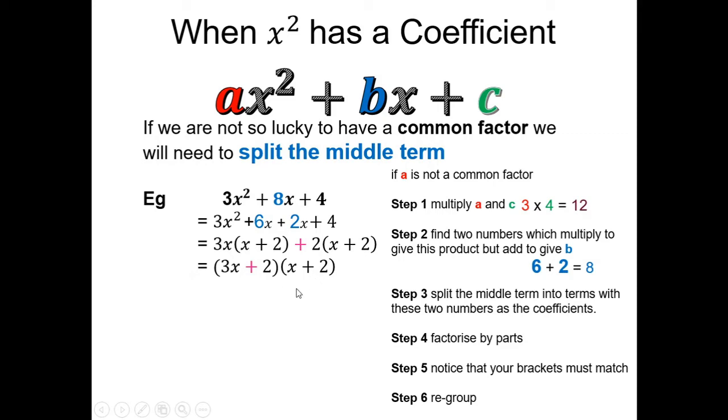Okay, so that is splitting the middle term. That is factorizing when you've got some number in front of the x squared term. Okay, now I know that's quite complicated, so you might need to pause, have a look at these steps here, copy those down, make sure you understand, and let's go on to another example.